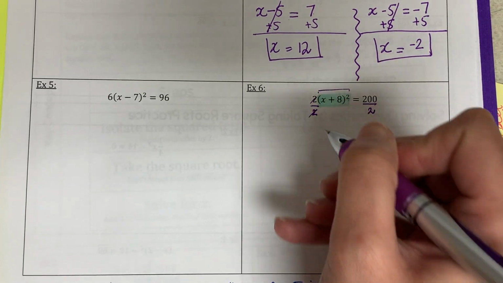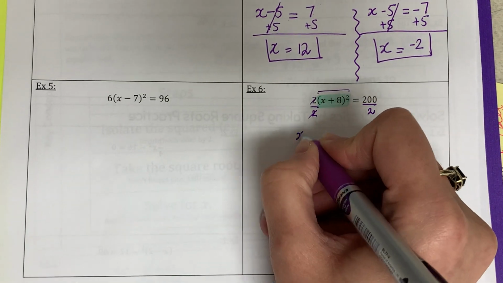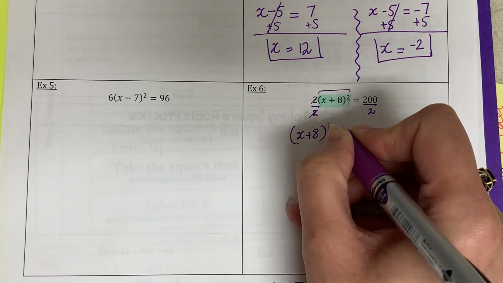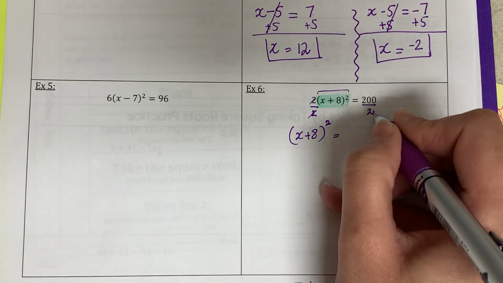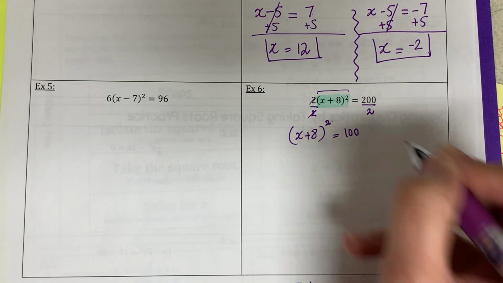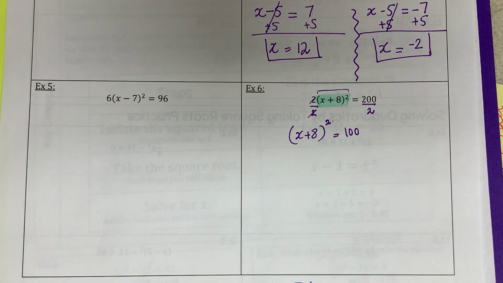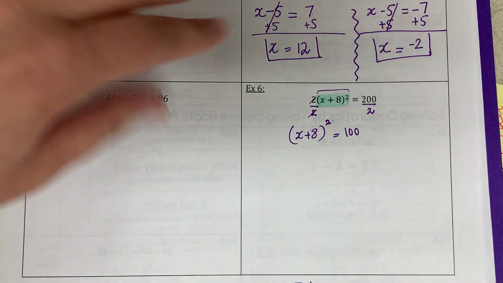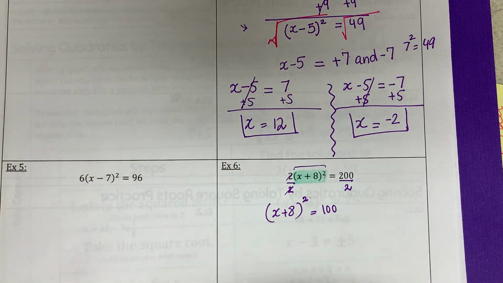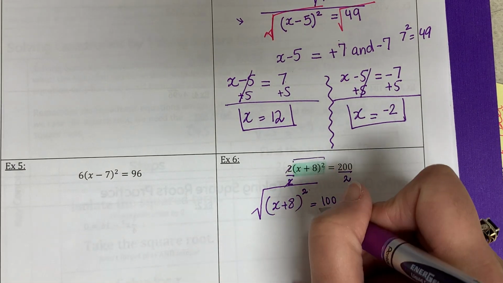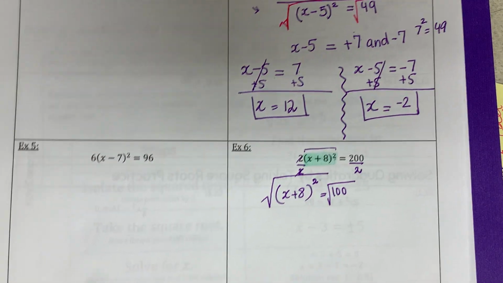So 2 divided by 2 is 1, so that's gone. You're left with (x plus 8) whole squared. So I have the square by itself now. 200 divided by 2 is 100. Awesome. Next, you're back to the steps that we just did above. I need to do the square root, so I do the square root on both sides.